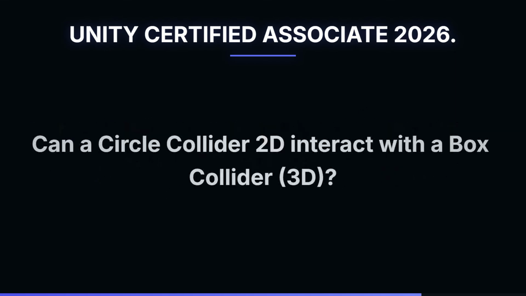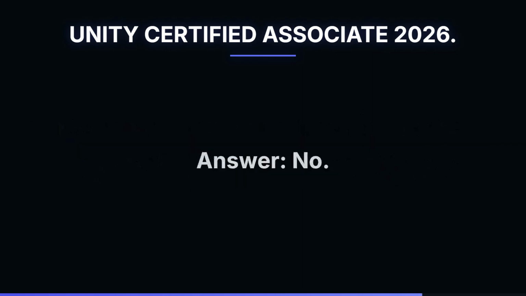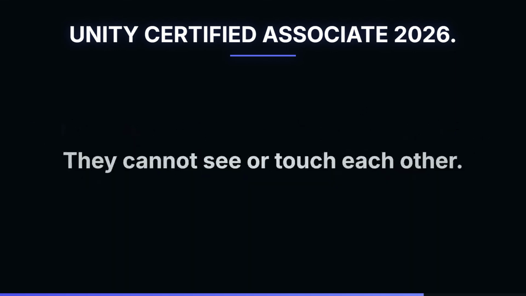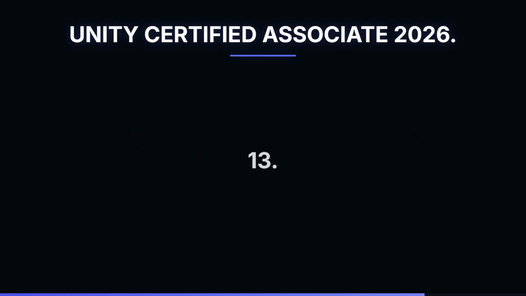12. Can a circle collider 2D interact with a box collider 3D? Answer: no. Explanation: the 2D and 3D physics engines are completely separate. They cannot see or touch each other.